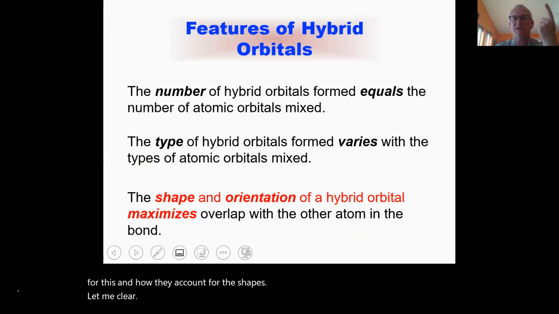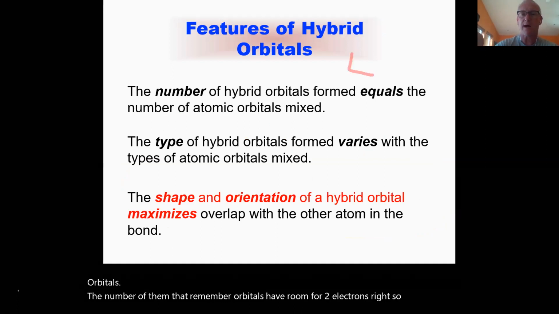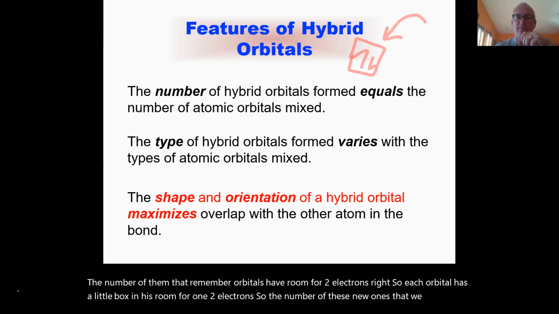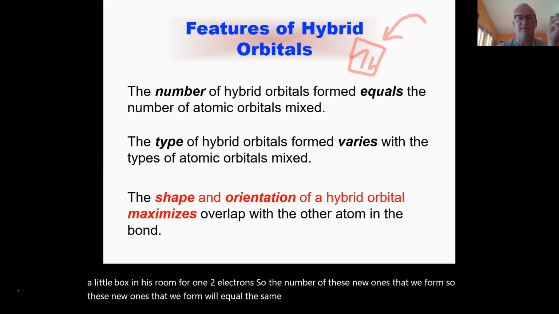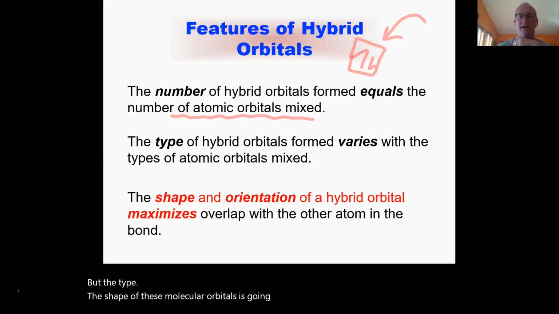So some of the features of these hybrid molecular orbitals. The number of them, now remember, orbitals have room for 2 electrons, right? So each orbital has a little box that has room for 1, 2 electrons. The number of these new ones that we form will equal the number of atomic orbitals that we mix together, okay? But the shape of these orbitals is going to vary, and it varies with the kinds of orbitals that are mixed up.